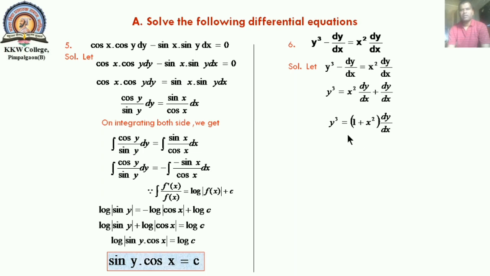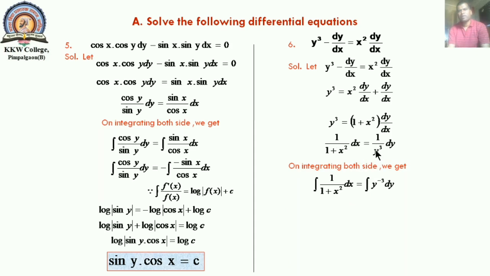Now we will separate the terms of y along with dy and terms of x along with dx. We have 1 upon 1 plus x square dx is equal to dy upon y cube. Variables are separated. On integrating both sides, you will get integration of 1 upon 1 plus x square dx is equal to integration of 1 upon y cube, which can be written as y raised to minus 3 dy. In the standard formula, integration of 1 upon 1 plus x square dx is equal to tan inverse x, and integration of y raised to minus 3 is y raised to minus 2 upon minus 2, plus c.